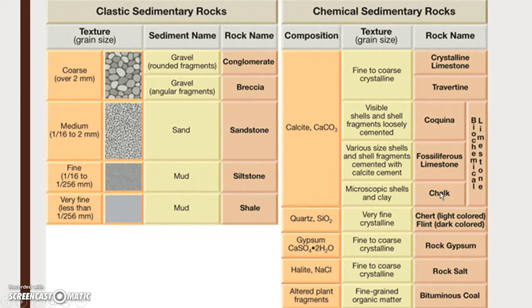Chalk. Okay, a lot of you probably don't think of chalk as a rock, but chalk is actually part of a rock, yes. Quartz, again, chert and flint, we talked about those. Gypsum leads to rock gypsum. And then rock salt, that comes from halite. That's similar to our table salt that we eat.